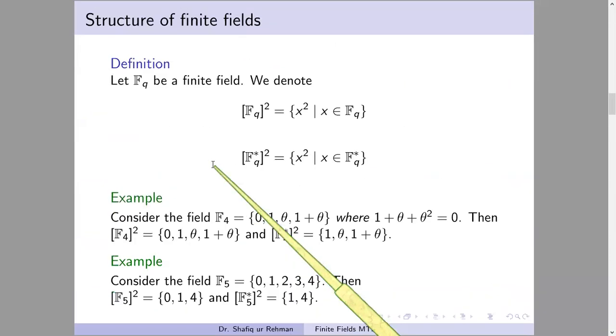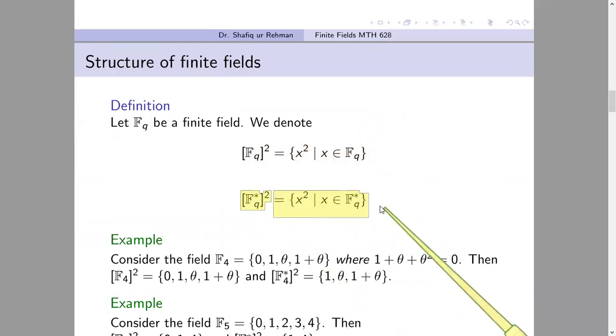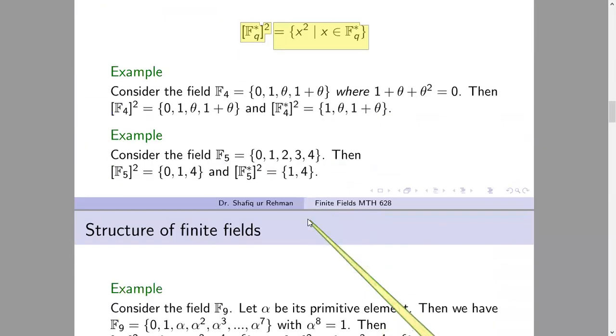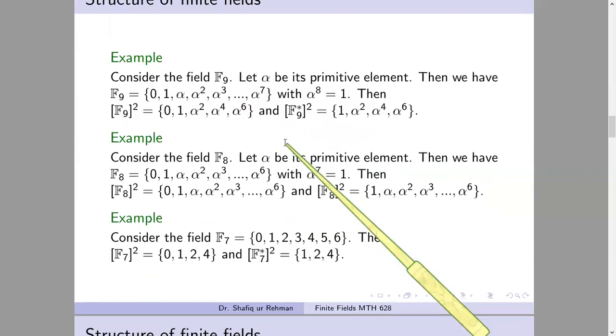So in fact, this set consists of all the elements which are square elements, which are equal to the square of some element. And in some fields, we observe that this set equals the whole field, and in some cases, this equals half of the elements.